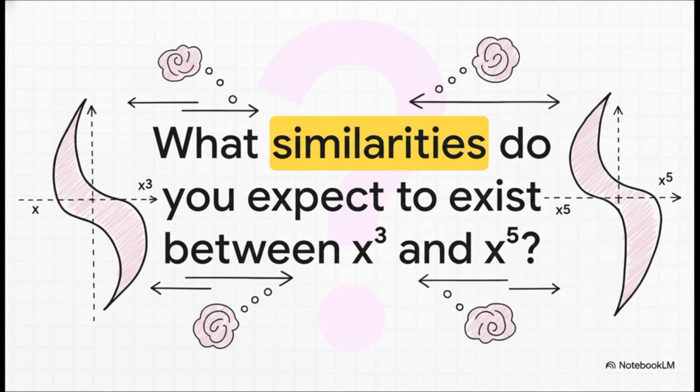Which brings us to a final little brain teaser to leave you with. Now that you've seen the relationship between an even-powered function like x squared and an odd-powered one like x cubed, what similarities do you think you'd find between two odd-powered functions, like x cubed and x to the 5th? It's a great question to mull over as you keep exploring this super cool family of functions.